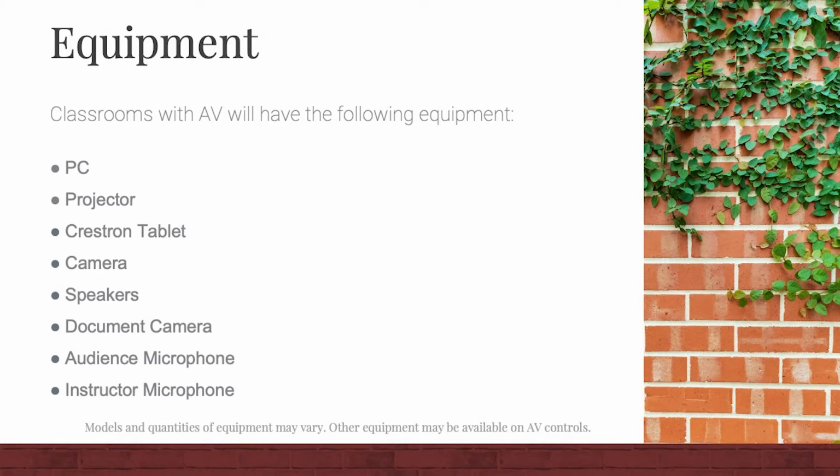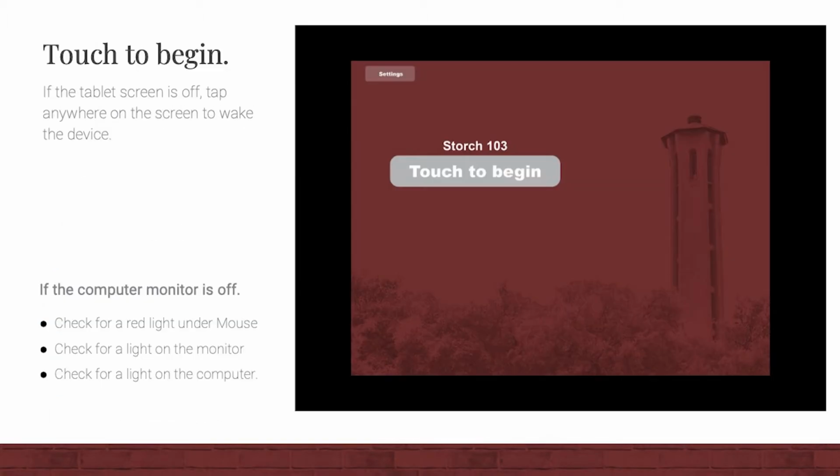Most classrooms with AV will have the following equipment: a PC, projector, Crestron tablet, camera, speakers, dock camera, audience microphone, and instructor microphone. Models and quantities of equipment may vary, and other equipment may be available on AV controls. If the tablet is off, click on the screen to wake up. Once the screen is on, click on Touch to begin.